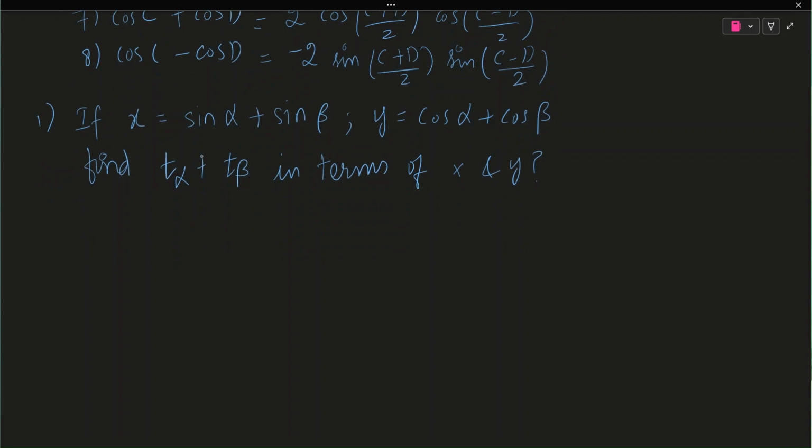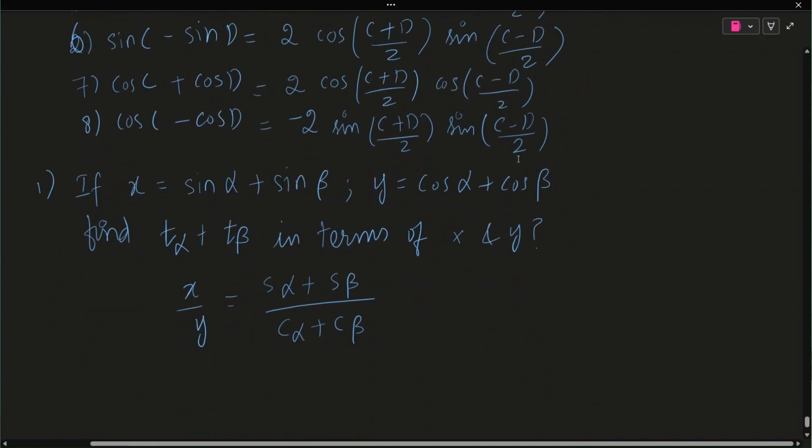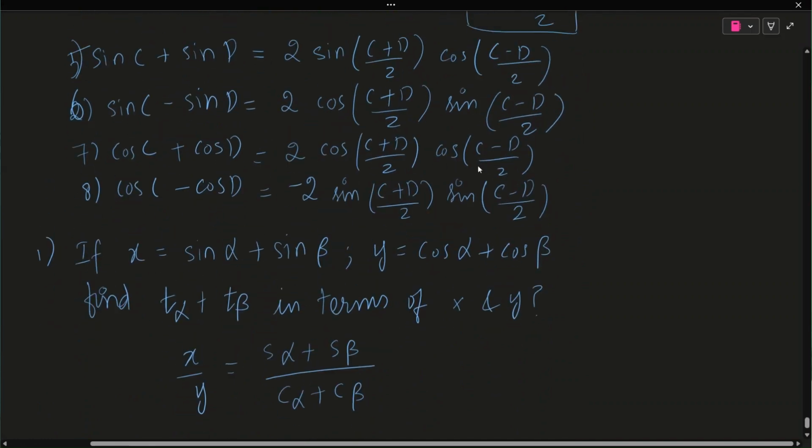Now, in order to get tan, we should divide the numerator and denominator. So sine, numerator involves sine and cos, denominator involves cos. So let's divide x by y would give me sin alpha plus sin beta divided by cos alpha plus cos beta. Now using the expressions sin c plus sin d equal to 2 sin c plus d by 2 cos c minus d by 2 and cos alpha plus cos beta equal to this thing.